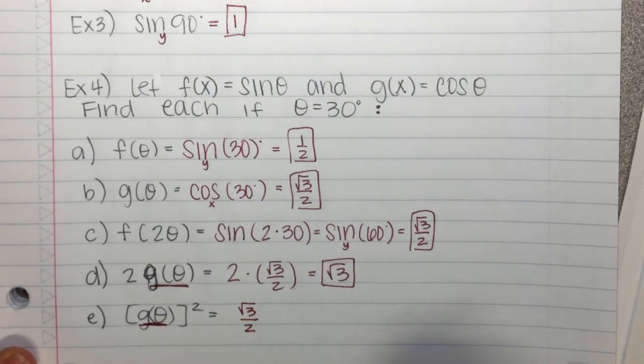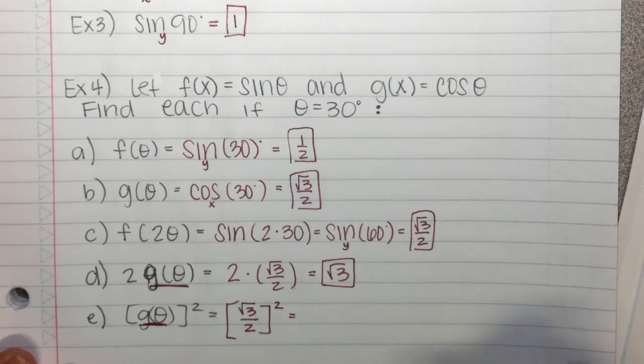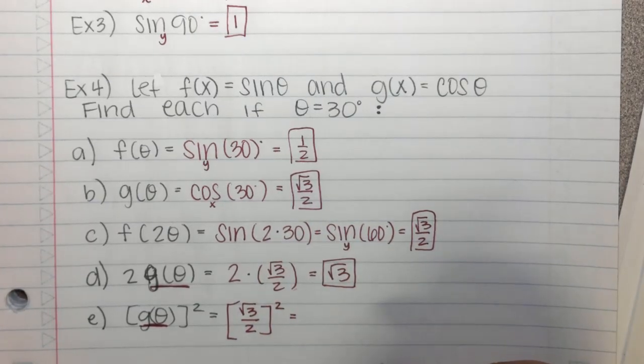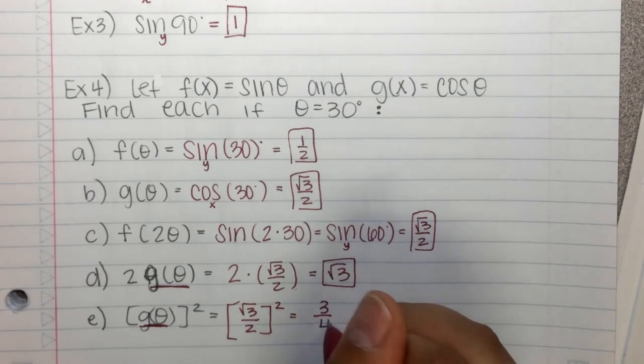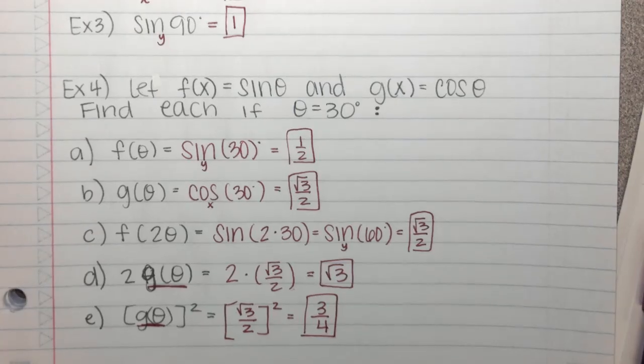And what are we going to do to this? Square it. What is the square root of 3 squared? Just 3. And what is 2 squared? 4. So 3/4. Questions?